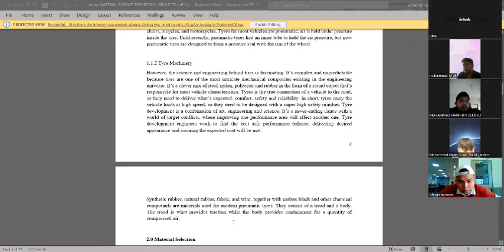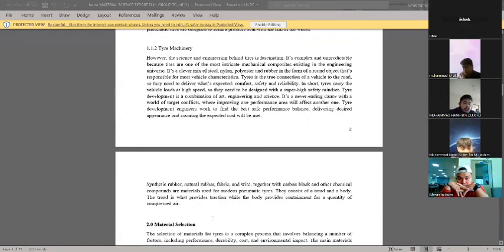Okay, for tire machinery, our course is about science and engineering. Behind the tire is fascinating. It's complex and unpredictable because tires are one of the most intricate mechanical composites existing in the engineering universe. It's made of steel, nylon, polyester, and rubber in the form of a round object. The tire is the connection of the vehicle to the road, so it needs to deliver what we expect, such as comfort, safety, and reliability.